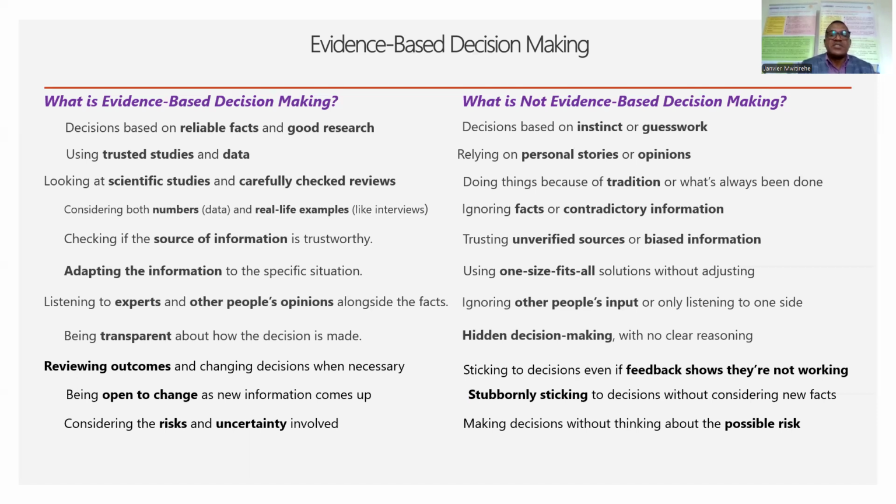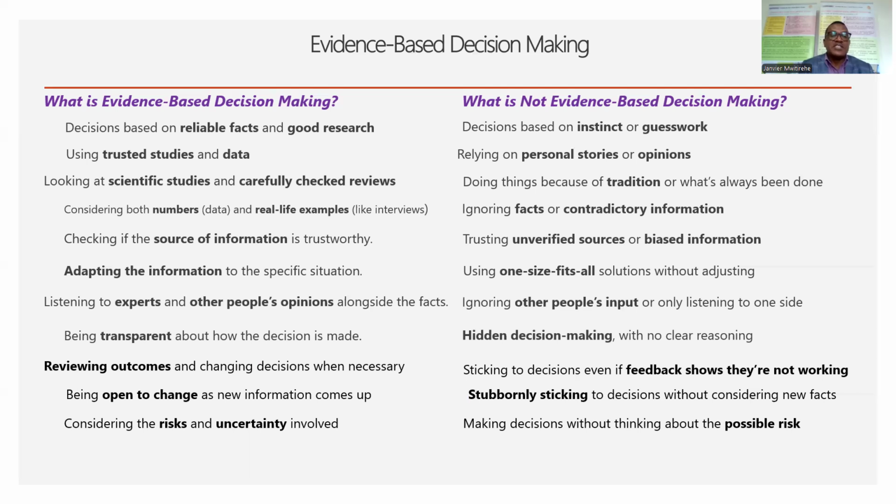Checking if the source of information is trustworthy, adapting the information to the specific situations instead of using a one-size-fits-all solution without adjusting, listening to experts and other people's opinions alongside the facts, as opposed to ignoring other people's inputs. So we need to consult others and to listen to the other side to be able to triangulate the information we have. Being transparent about how the decision is made instead of hidden decision making with no clear reasoning.